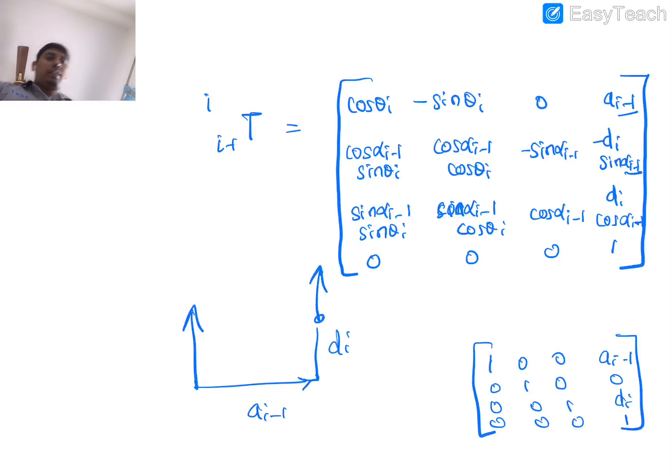Can we check whether that is happening or not? Both are parallel, but they are a distance apart. So it is easy. This is the i minus 1 frame and this is the i frame. What happens? Alpha i minus 1 is 0 and theta is also 0, right? So if you substitute, this becomes 1, this becomes 0, 0, and a i minus 1 remains.